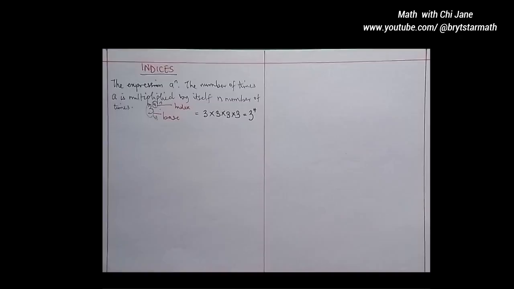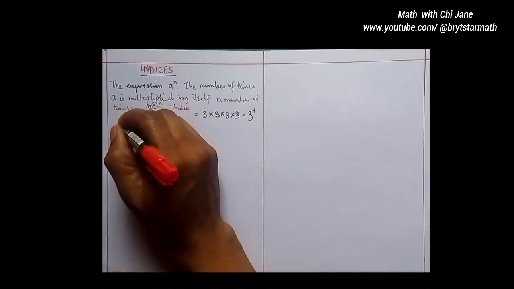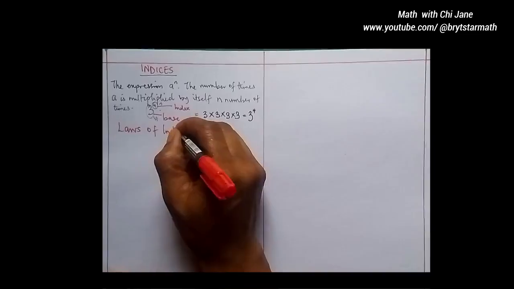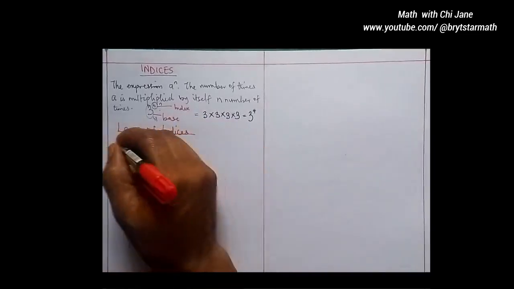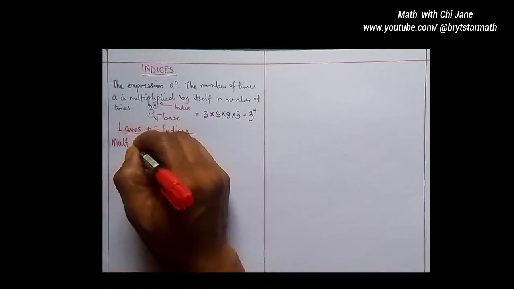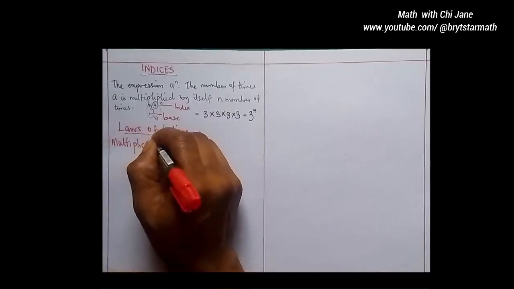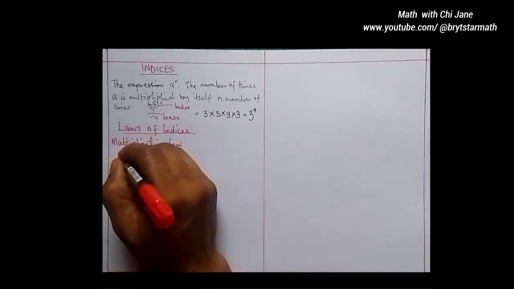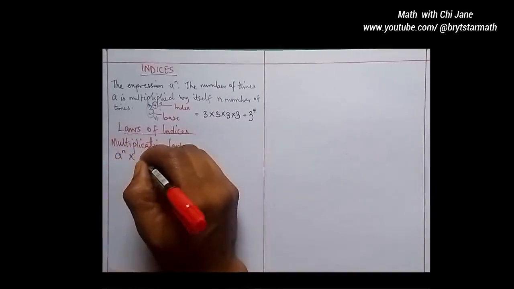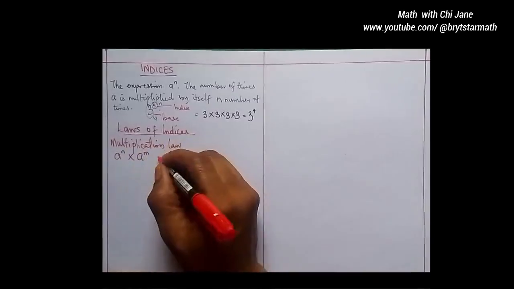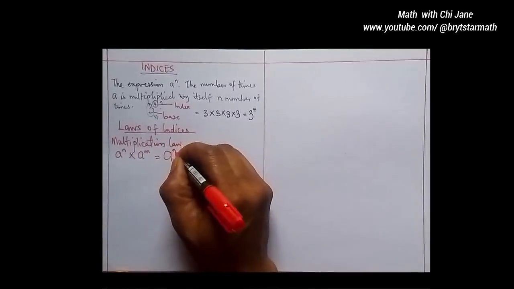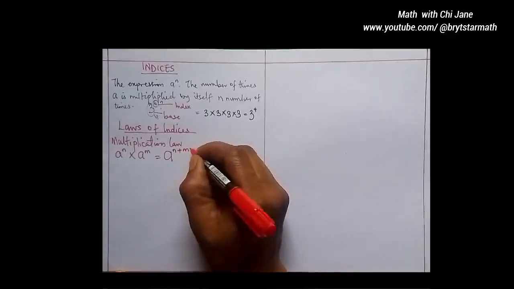Now, whenever we are talking about indices, we have to deal with the laws of indices. We have the multiplication law. So for the multiplication law, when you have a raised to the power of n multiplied by a raised to the power of m, you add the indices: a raised to the power of n plus m.